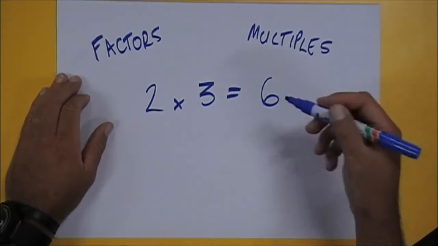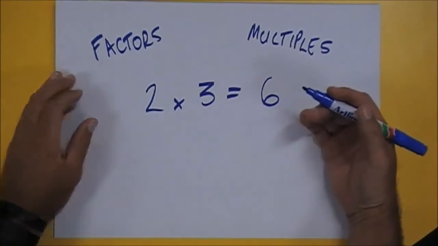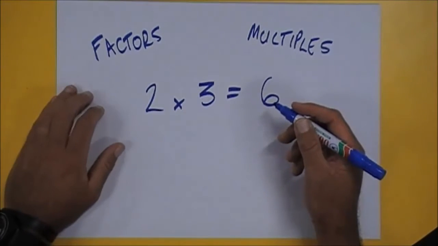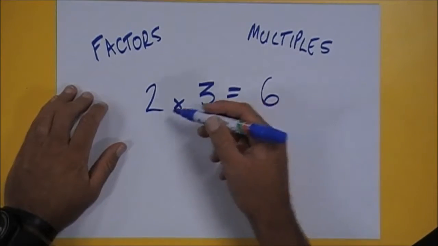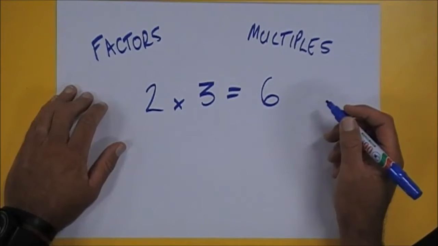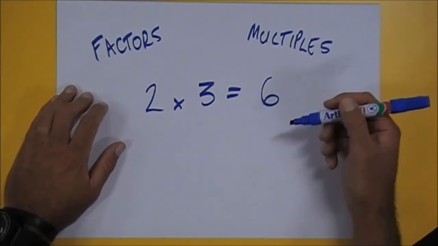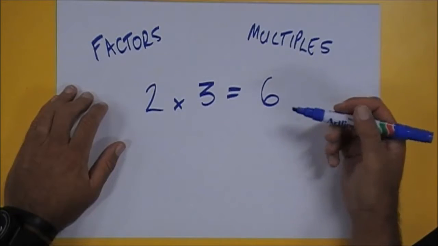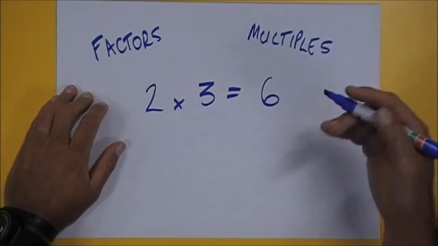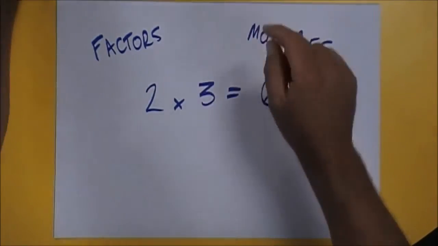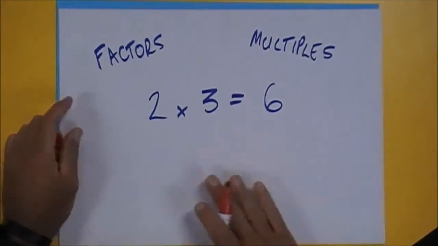So the factors of 6, not the only factors mind you, but two of the factors of 6 are 2 and 3. When we are looking at multiples, the multiples would be all the numbers that we could make using that factor. So I guess if I gave you a little demonstration, let's use the number 28.